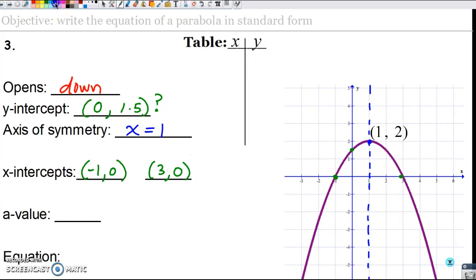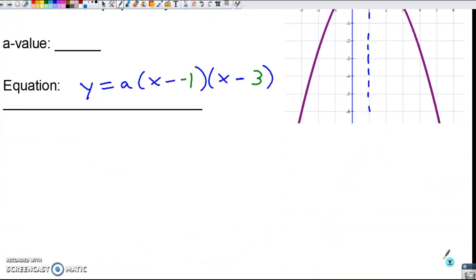Now to get what the factors would be, I have to use this y equals a times (x minus x1)(x minus x2). I have to subtract those two x-intercepts in the equation. So I'm going to put that -1 into my factor. I'm going to put the +3 into the other factor. And now, if I do my math, negative times negative makes it positive. So y equals a times (x plus 1)(x minus 3).